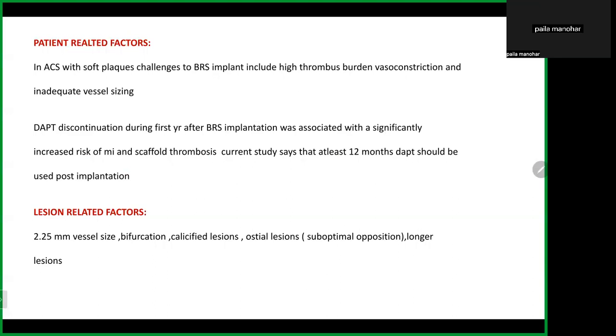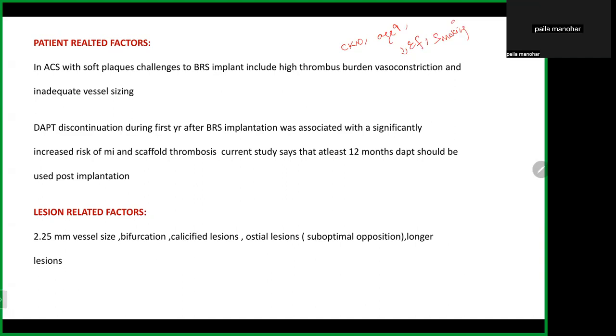The next section is the patient-related factors. Scaffolds should be avoided in patients with chronic inflammation like CKD, advanced age, reduced ejection fraction, and smoking. In these patients, these scaffolds will have a high risk of thrombosis.